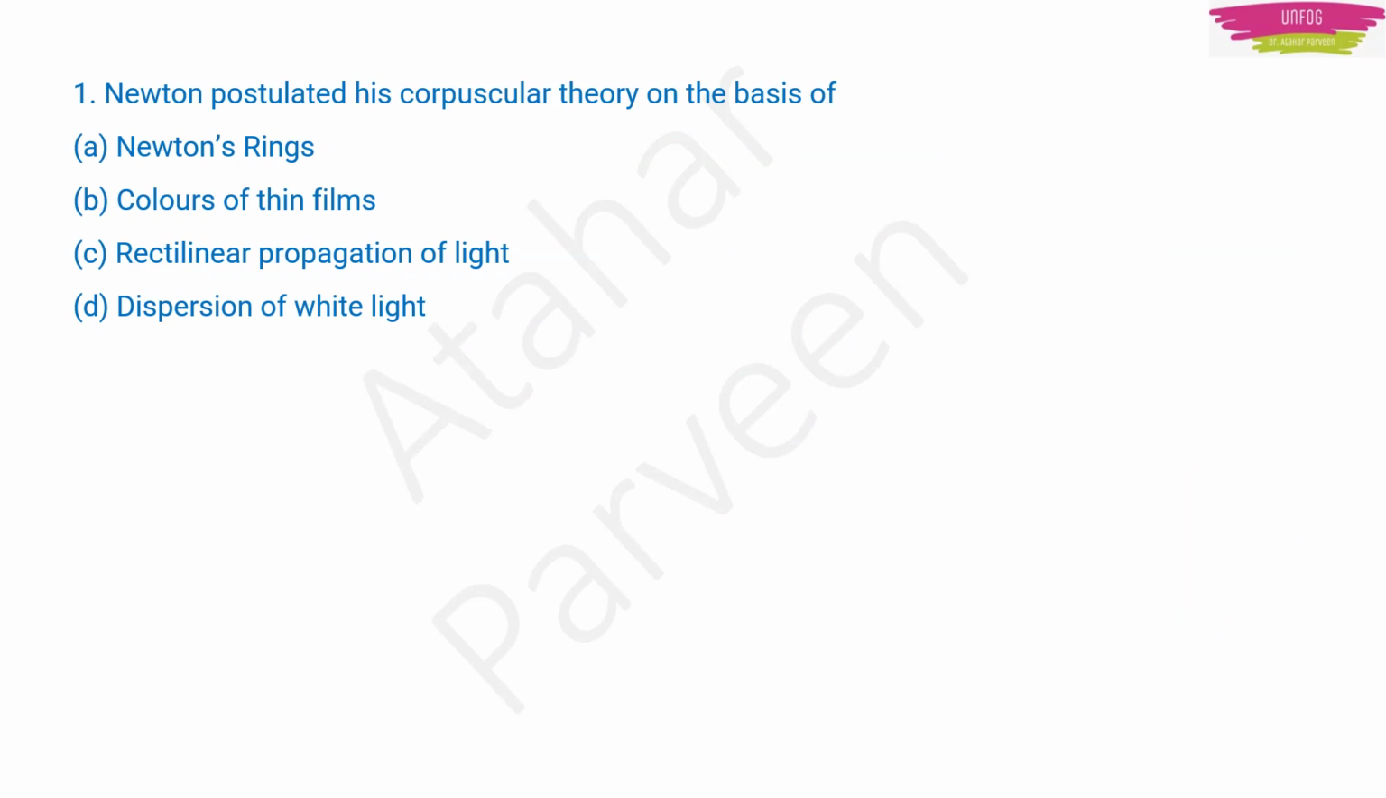The first question is: Newton postulated his corpuscular theory on the basis of Newton's rings, colors of thin films, rectilinear propagation of light, or dispersion of white light. See, Newton gave the corpuscular theory. He said that there are some particles in light, and they are moving in a straight line. So you can say that it is rectilinear propagation of light. Rectilinear propagation of light means light is moving in a straight line.